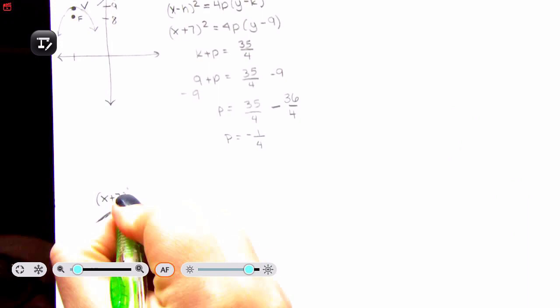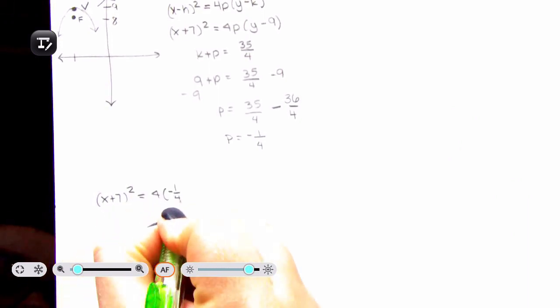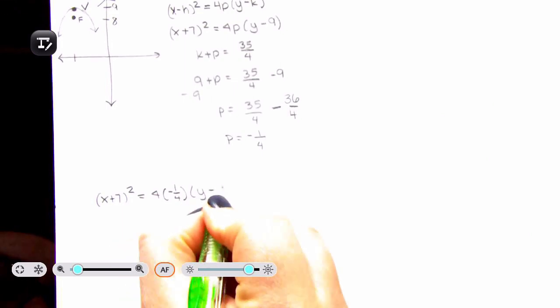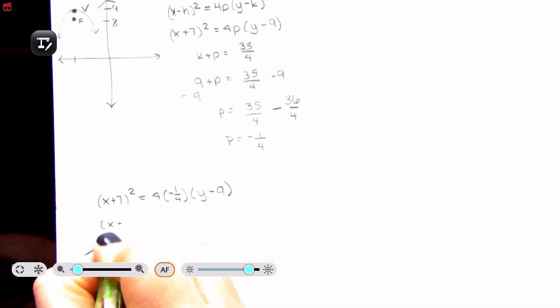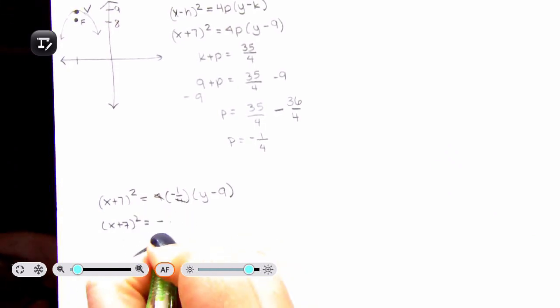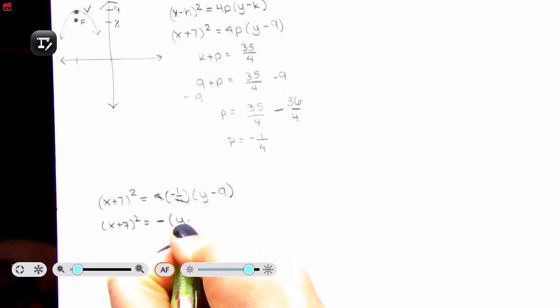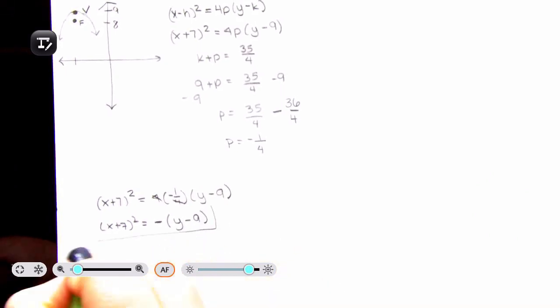So our final equation here is (x + 7)². Oh, you can't see that. Let me scooch that up. (x + 7)² is equal to 4 times -1/4 times (y − 9). Simplify that. (x + 7)² is equal to, the 4's cross out, I have negative. You can do a -1 or you can just write negative out in front. Up to you. Here's your equation.